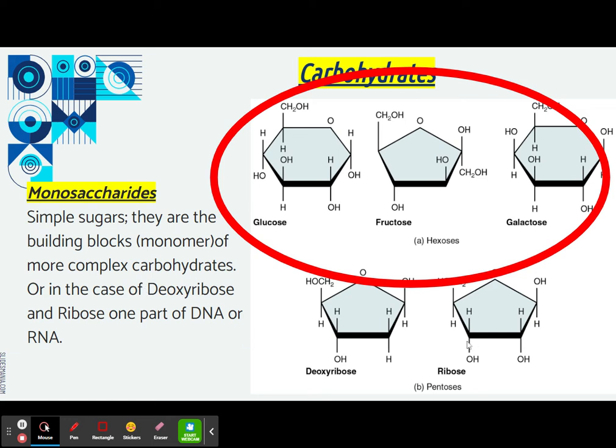These are parts of the monomer for DNA. And we'll get there. Don't freak out. Hold that thought.